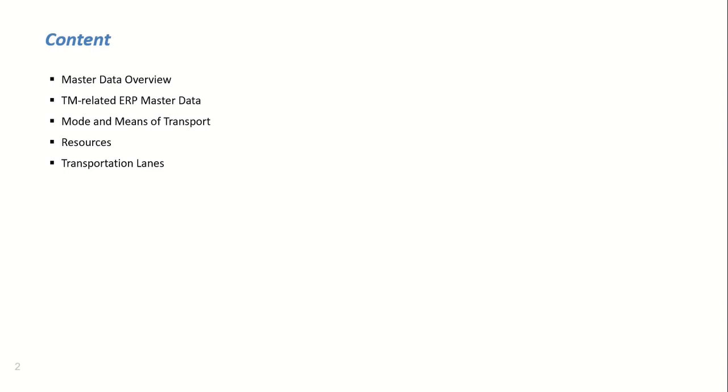So when it comes to master data, some of the master data is created in ECC and then transferred to the TM system. And some master data is directly created in the transportation management system. The master data related to mode of transport, means of transport, resources, and transportation lanes is directly created in the TM system. We are going to see it in further slides.